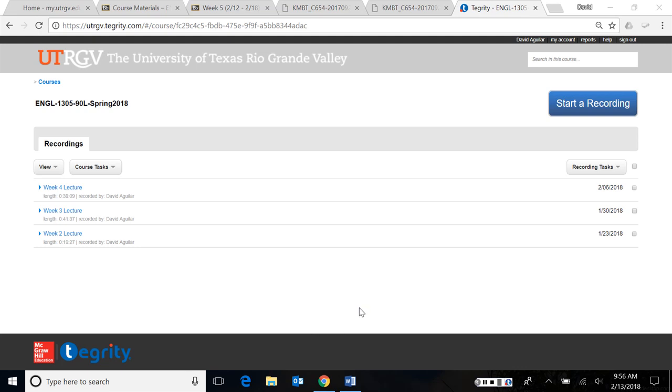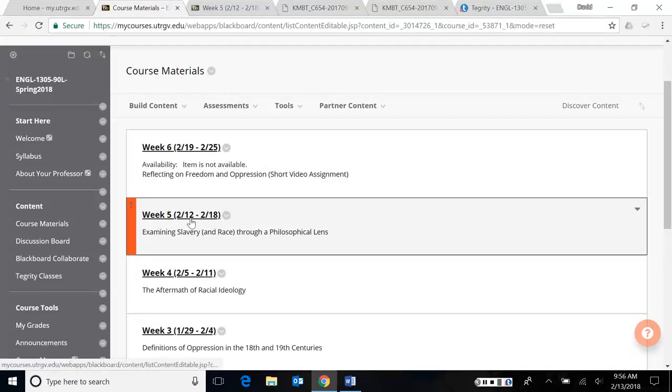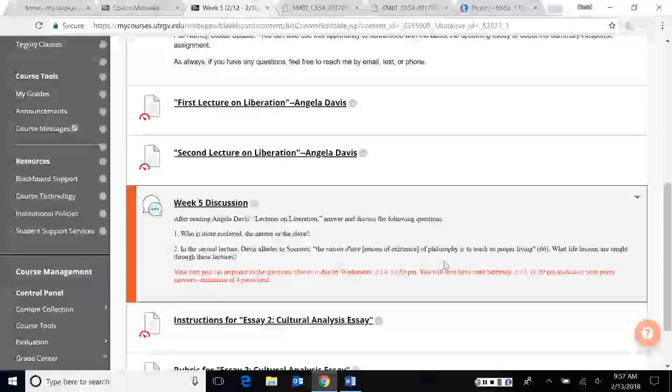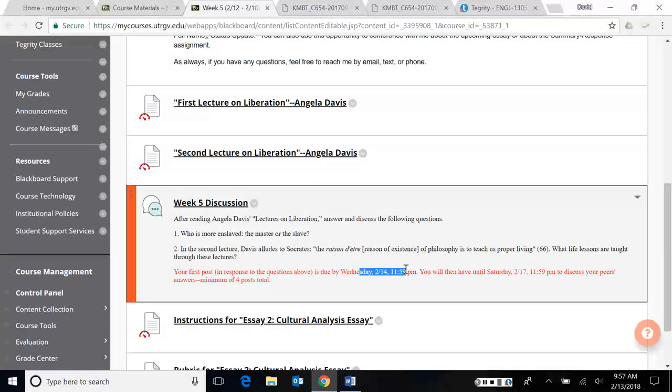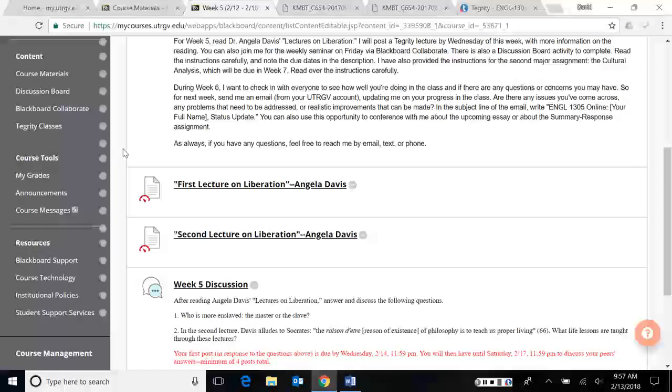So I want to go over a couple of things today. One, I want to make sure that we understand what's due this week, week 5. So if you look at the week 5 folder, you'll see that there is a discussion due Wednesday by 11:59 to answer these two questions. They are on the two lectures that I posted here from Angela Davis. It was a lot of reading, so I'm going to try to supplement that reading today in lecture. So I'm going to be going over some of my notes and try to sort of bridge any gaps or sort of address any points of confusion that you might have.